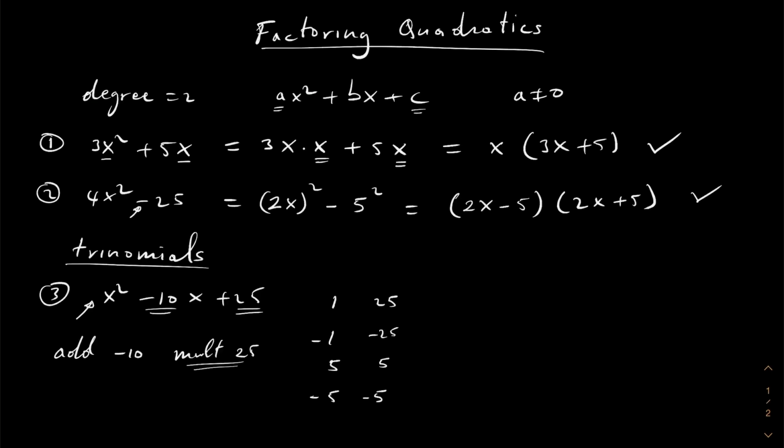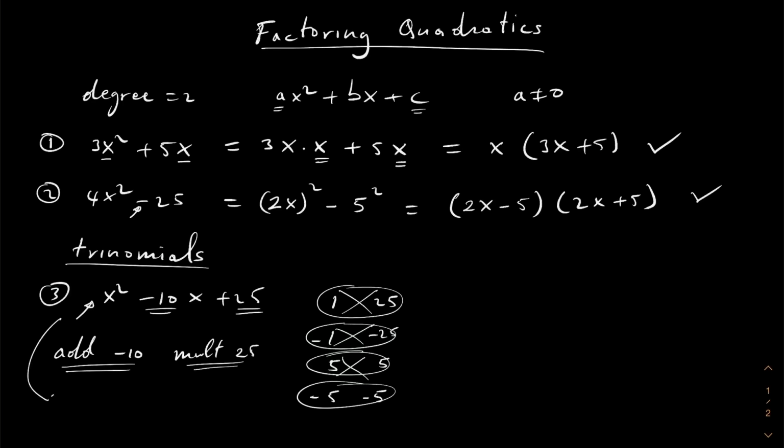So I'm going to start checking here to see which of these pairs add up to negative 10. If I look at the first one here, it's going to be 1 and 25. If you add them together, you're going to get 26. That's not good, so that's out. And then negative 1 and negative 25 is going to give you negative 26. That's also out. 5 and 5 is going to give you 10. Close, but not negative. So that's out as well. And if I check the last one here, it's going to be negative 5 plus negative 5. That's going to give you negative 10. So this works. And since that's our pair of numbers, you can then factor this polynomial of degree 2, this quadratic, as x minus 5 and x minus 5.